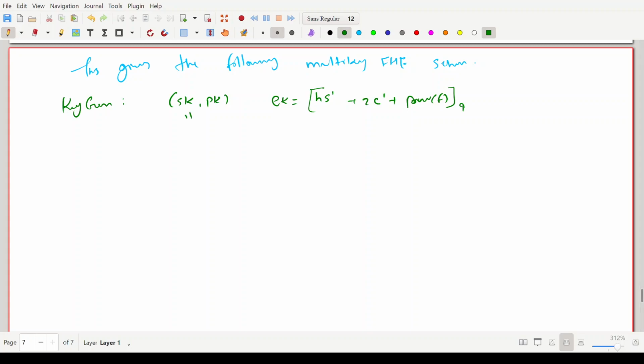Okay, what is your secret key here? Your F. What is your public key? H, correct? And this is your key generation.